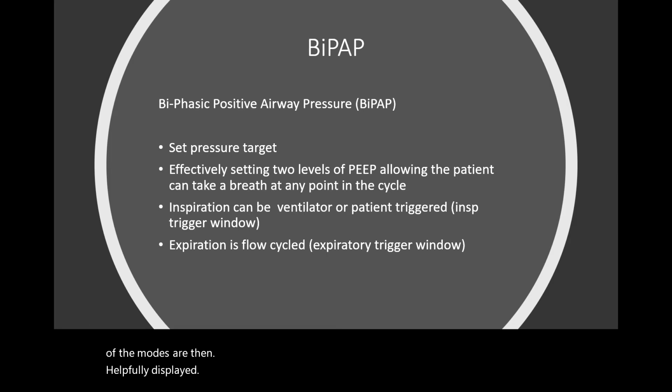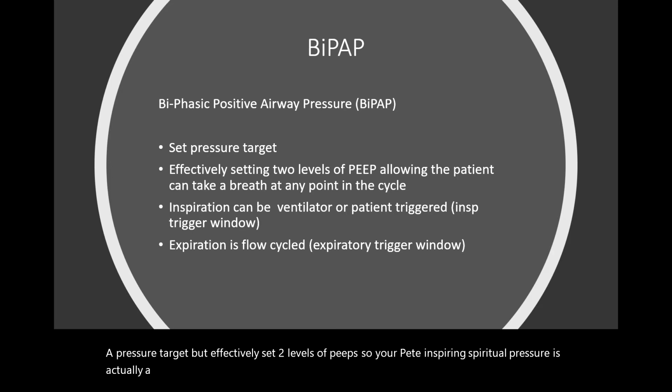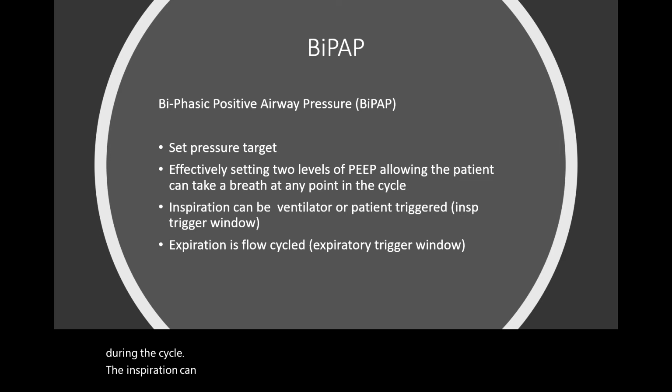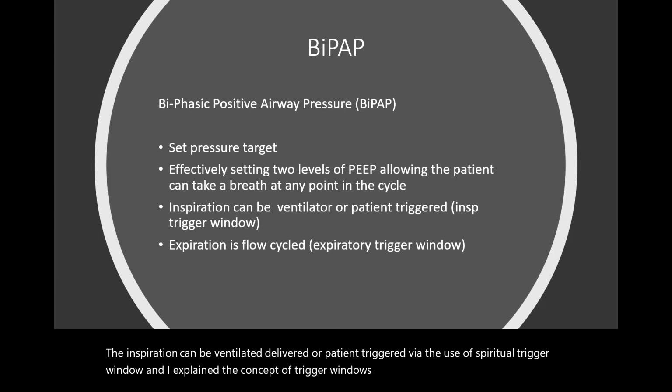So let's kick off with BiPAP. So BiPAP stands for biphasic positive airway pressure. You set a pressure target, but you effectively set 2 levels of PEEP. So your P-insp, or your inspiratory pressure, is actually a high PEEP setting, and your PEEP is a low PEEP setting, and the patient cycles between the two. The advantage of doing it this way is that the patient can take a breath at any point during the cycle. The inspiration can be ventilator delivered or patient triggered via the use of an inspiratory trigger window, and I'll explain the concept of trigger windows shortly. And expiration is flow cycled via a trigger window.